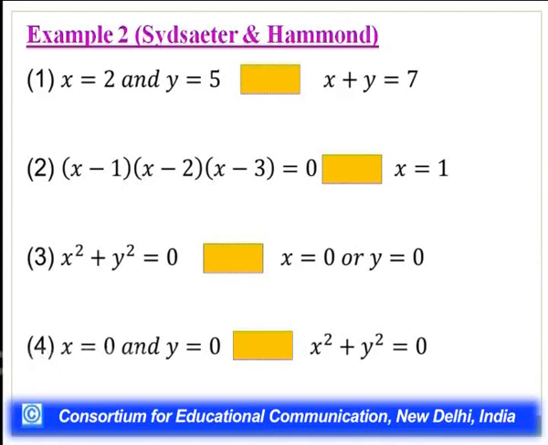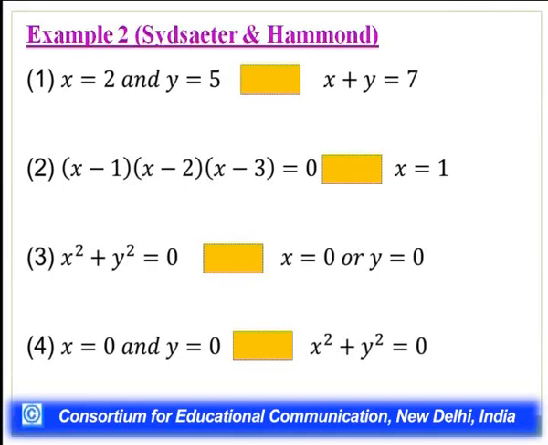Now, this is an example from Sydsaeter and Hammond, the textbook that we use for mathematical methods for economics. Let's see how you will enter the implication arrows in this set of examples. The first statement is where the left side proposition is x is equal to 2 and y is equal to 5, and the right side proposition is x plus y is equal to 7.